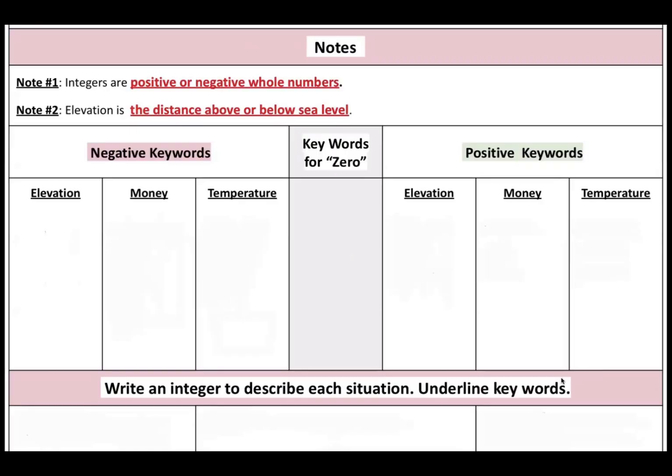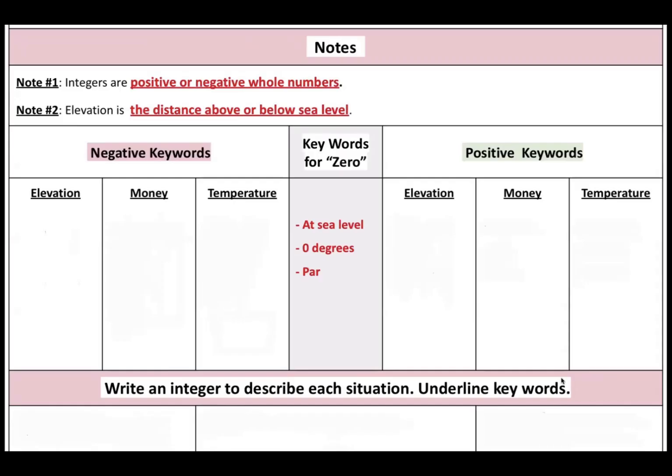So let's talk about some more key words for positive and negative numbers, but also for 0. So let's start with 0. If you are at sea level, we consider that 0. Make sure you're writing this. In terms of temperature, 0 degrees. And then par is 0 in golf. In case you haven't played golf, you might see questions like this. Par is 0.